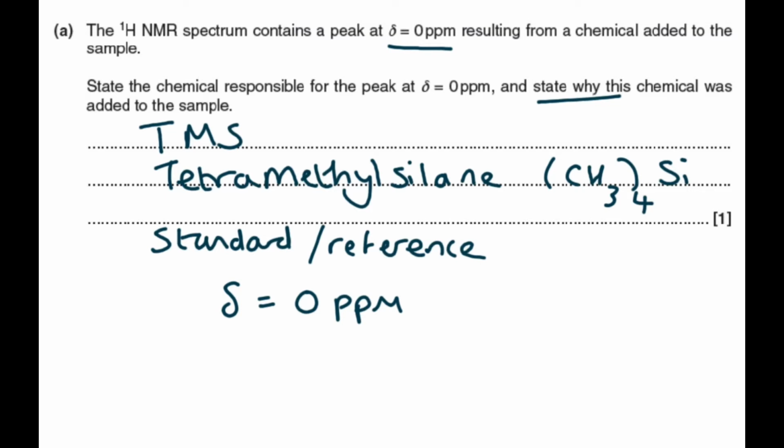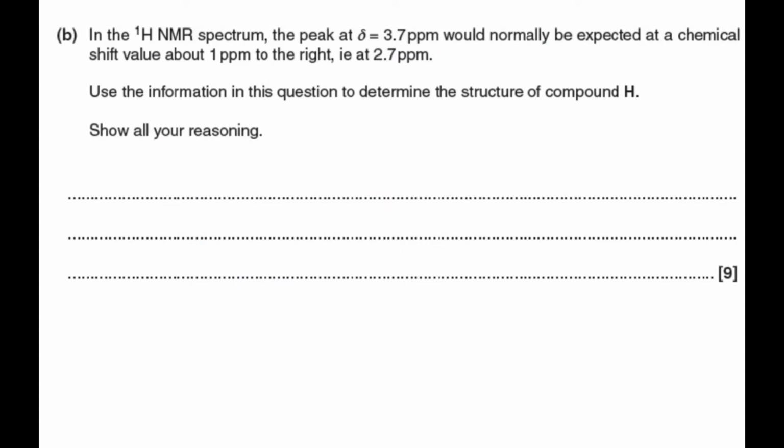Okay, so that's the first question. And then it tells you in the NMR, the peak at 3.7 would normally be expected at a chemical shift of 2.7. So we've got a peak here that has come out of its band. Therefore, it must have a shifting group on either side. Use this information to determine the structure of compound H, and there are 9 marks.